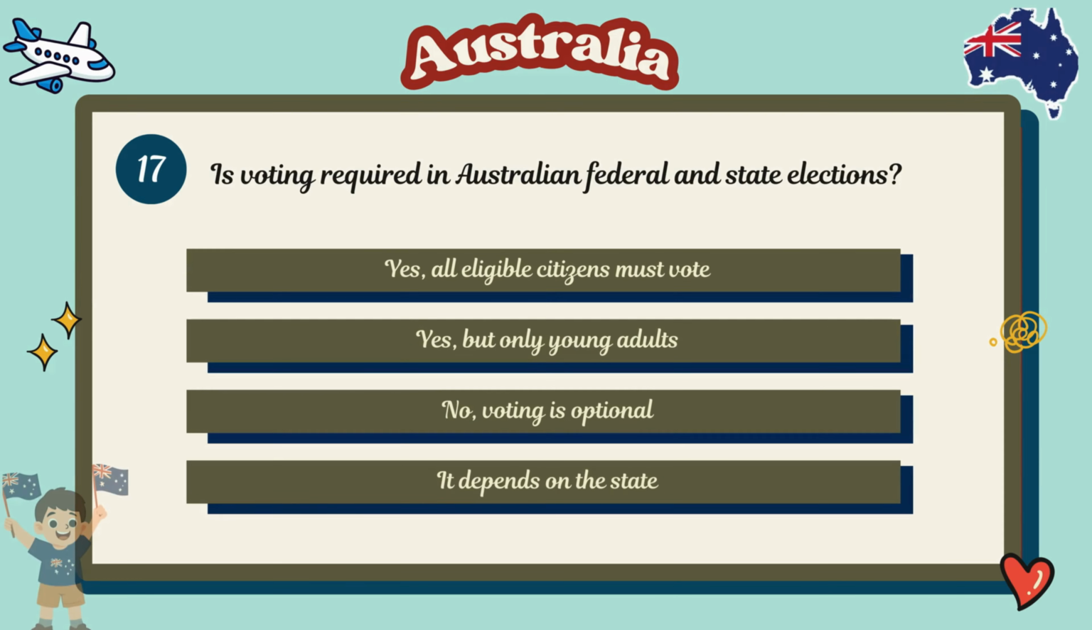Question 17. Is voting required in Australian federal and state elections? A. Yes, all eligible citizens must vote. B. Yes, but only young adults. C. No, voting is optional. D. It depends on the state.